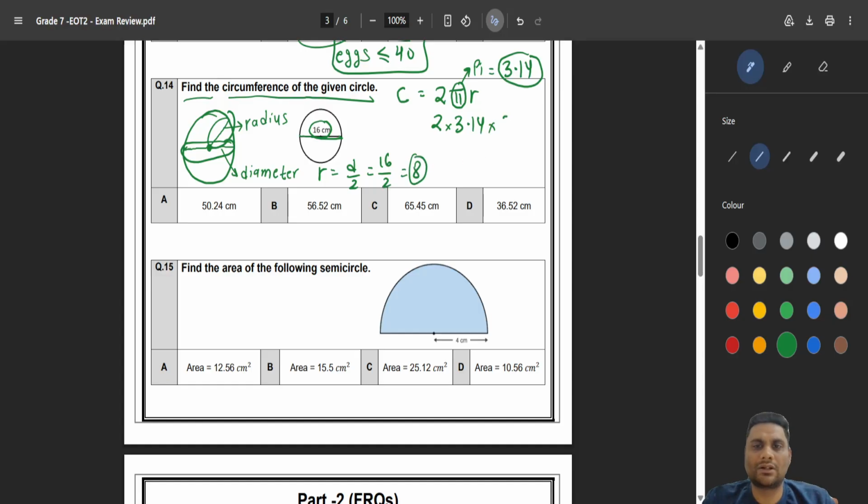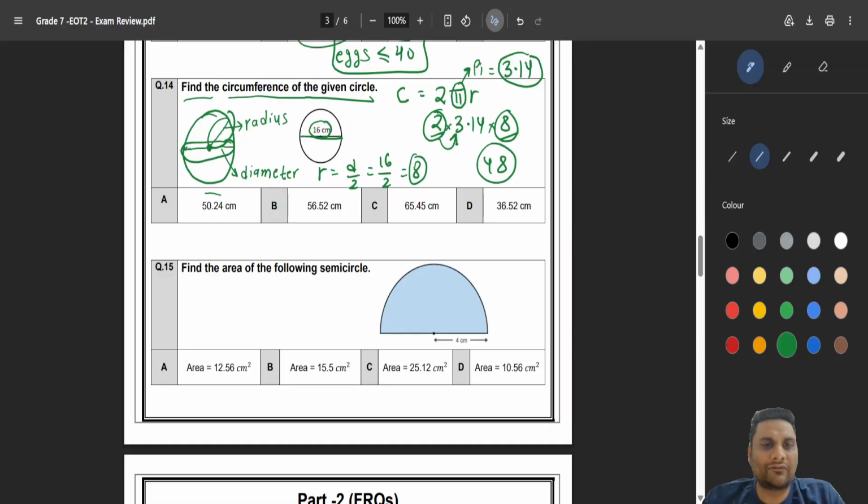So I have to put here 8. Now we have to do multiplication. 8 times 2, 16. Now in the exam you can do 16 times 3.14, or I will tell you a simple thing. 8 times 2 how much? 16. And 16 times 3 is 48. So just check which option is close to 48.